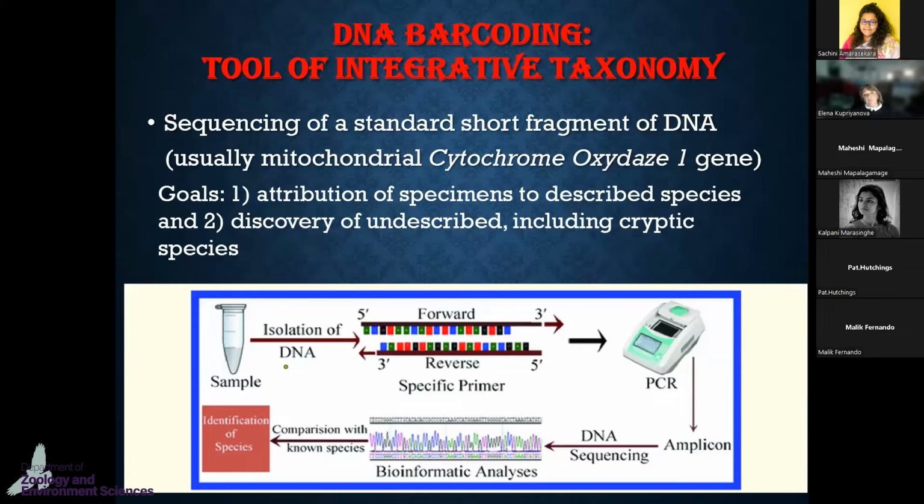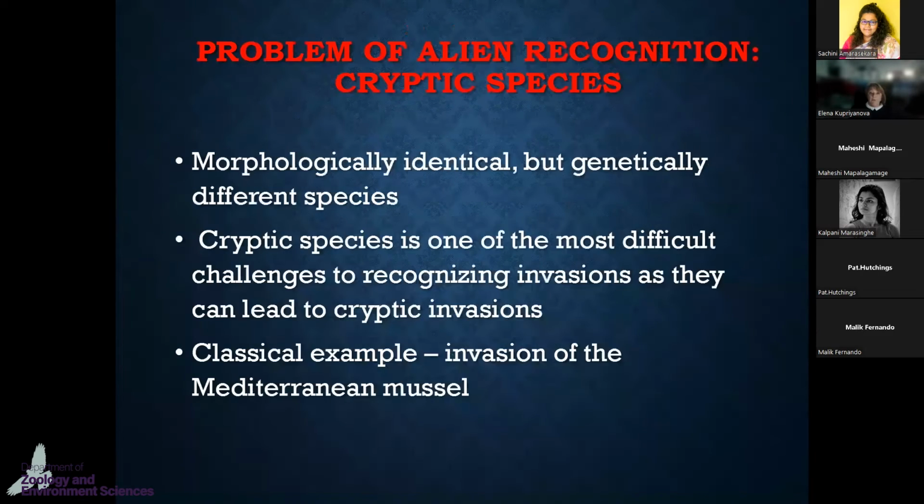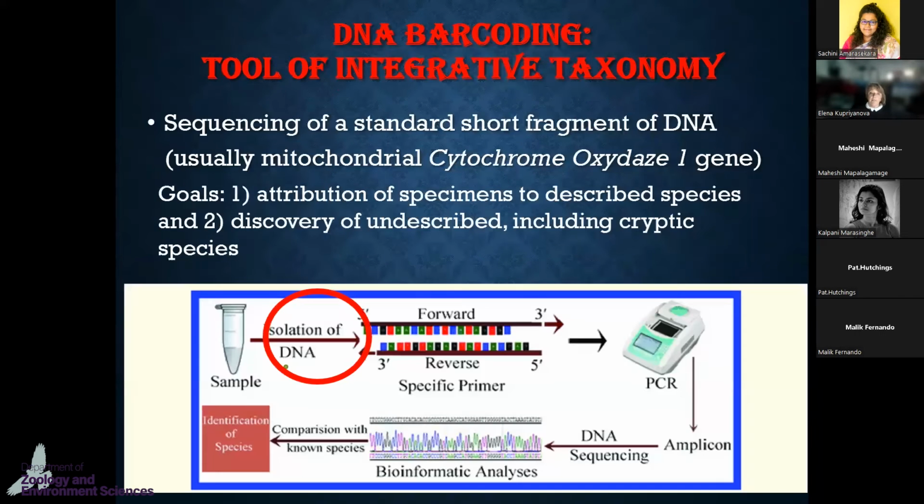So it's actually kind of straightforward. The DNA is isolated, amplified, and the sequence of nucleotides in the DNA is determined for this particular fragment. And then comes comparison with known species. The problem actually comes here, because to identify a species, a local fauna needs to be quite well known.